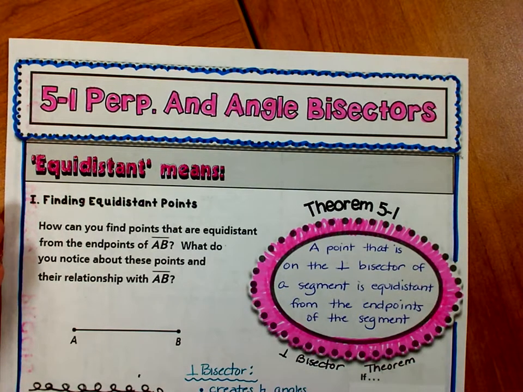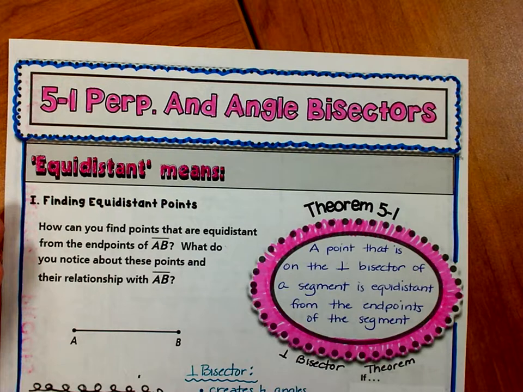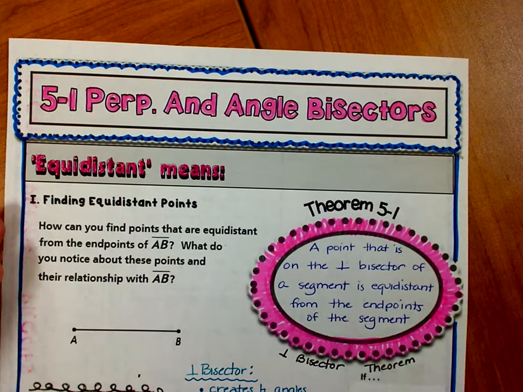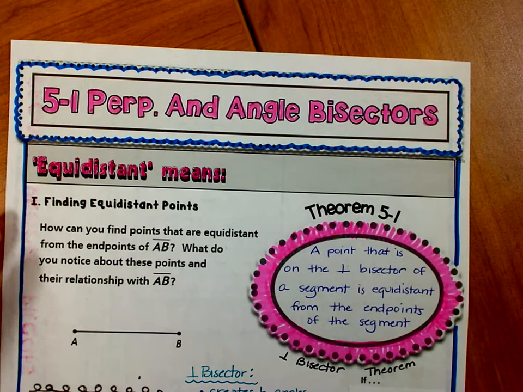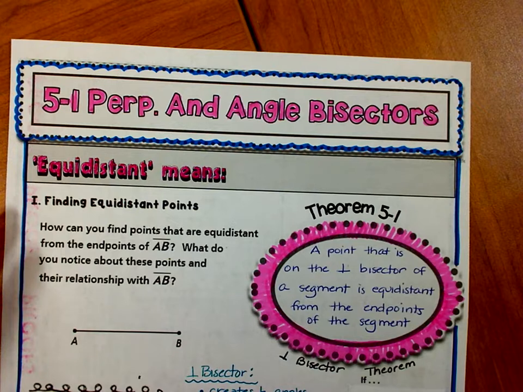Welcome to Chapter 5, Lesson 1 in the Pearson Geometry video series. Today's lesson is about perpendicular and angle bisectors and the theorems we can use to build proofs and solve problems. Let's start with the term equidistant.